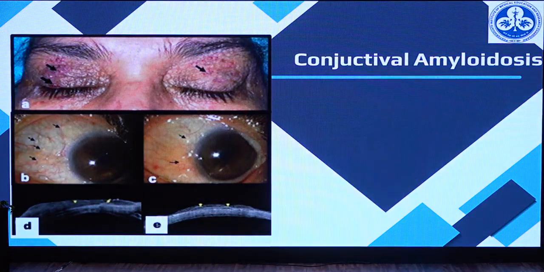Another condition here: this was a lady who was a known case of multiple myeloma, and she had multiple lesions here with subcutaneous bleeds. She presented to us with watering, and when we examined her, she had granular yellowish mass lesions in the subconjunctival area. On doing an OCT, we could see hyperreflective linear opacities, along with a hyperreflective nodular mass at the base, that's the base of the substantia propria.